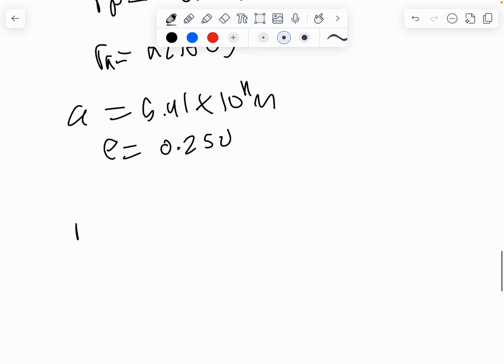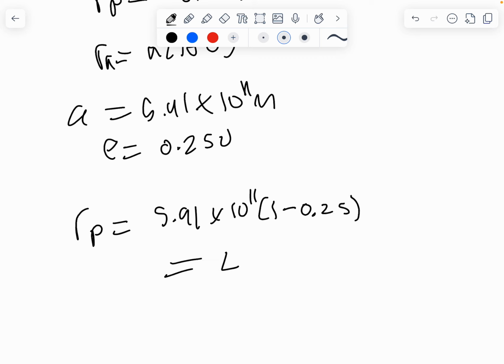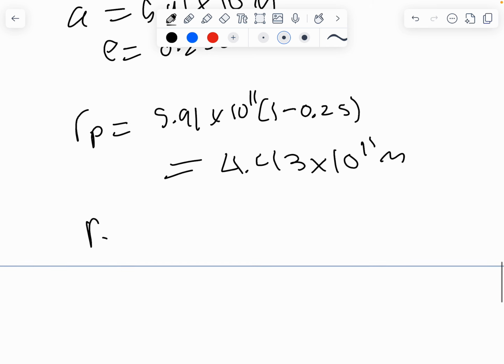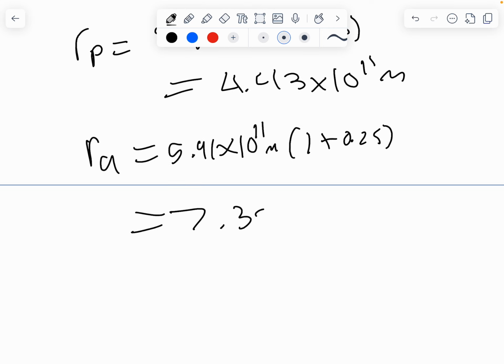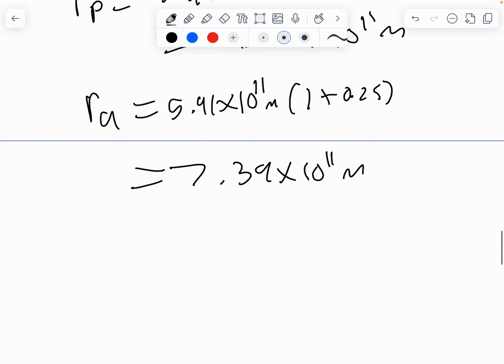So we're just going to plug into these equations. 5.91 times 10 to the 11 times (1 minus 0.25) would equal 4.43 times 10 to the 11 m. Then to find RA, it's 5.91 times 10 to the 11 m times (1 plus 0.25) this time. And that would equal out to be 7.39 times 10 to the 11 m. That's how you find both the distances.